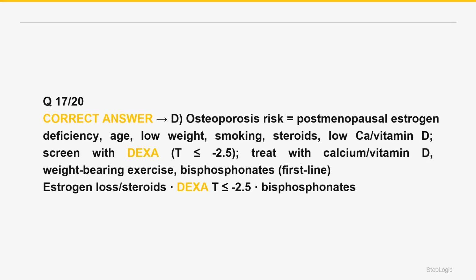Treatment: ensure adequate calcium and vitamin D, weight-bearing exercise, smoking and alcohol cessation, and pharmacologic therapy. Bisphosphonates, alendronate, etc., are first line. They inhibit osteoclasts. Watch for esophagitis and osteonecrosis of the jaw. Others: denosumab, anti-RANKL; teriparatide, PTH analog, anabolic; and raloxifene, a SERM. The estrogen deficiency or steroid risk factors, DEXA T-score at most minus 2.5 screening, and bisphosphonate treatment is correct.